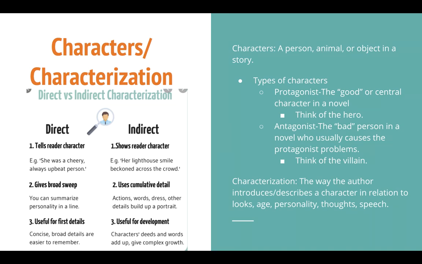So I do not have any assignments for you guys to do on setting or characters or characterization, simply because you guys are not going to be doing a big, huge writing piece. But I still think that for those of you that maybe enjoy free writing on your time, you like to write stories, these are still good things that you guys can use and implement in your own writing.